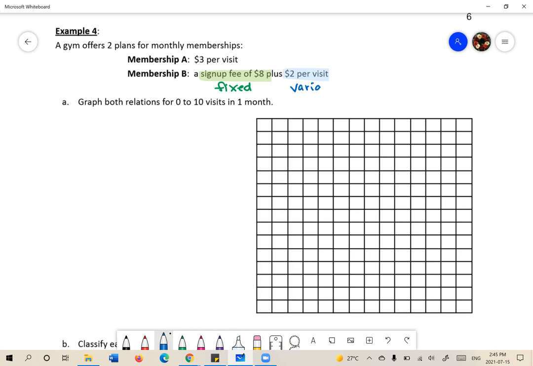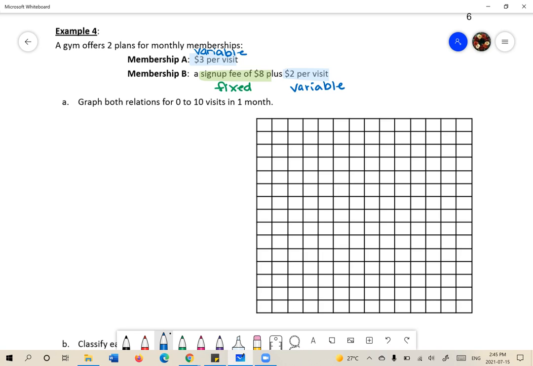Membership A also has a variable cost. It just doesn't have a fixed cost. Already, just by reading the membership details, I know that membership A is a direct variation, and I know that membership B is a partial variation because it has a fixed cost.